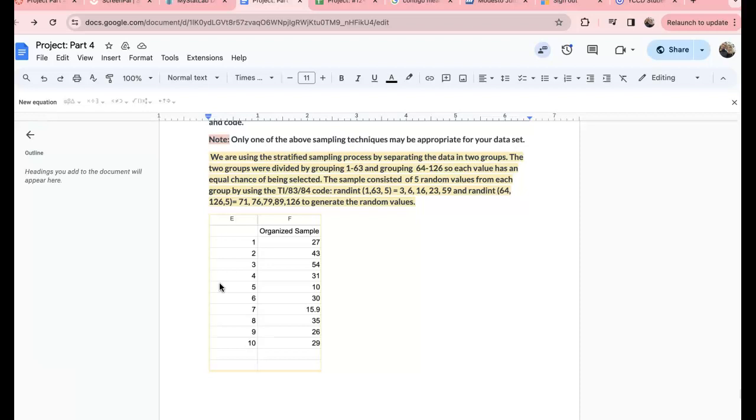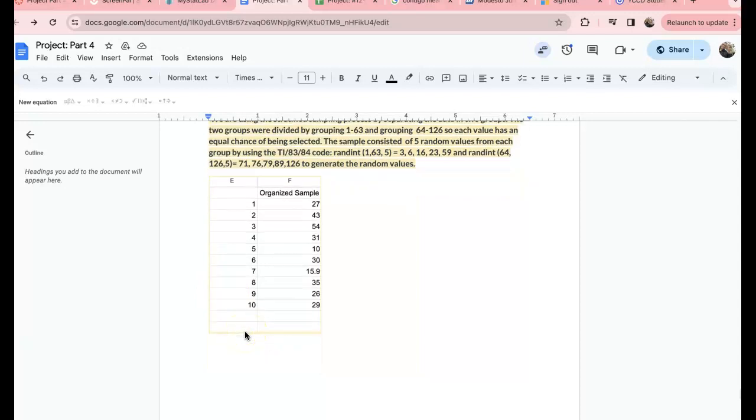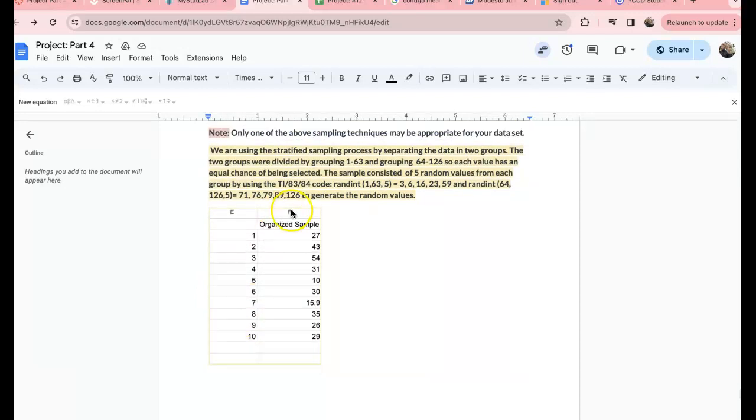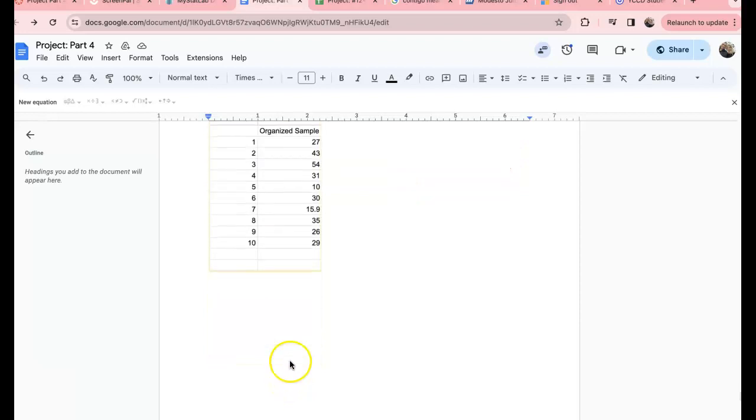The sample consisted of 5 random values from each group, and we used the calculator to produce those values, and that code was with the random integer. Our values were 3, 6, 16, 23, 59, and then we ran it again for the next 5 values, which were 71, 76, 79, 89, and 126. And there you'll see our groups here and 10 values.